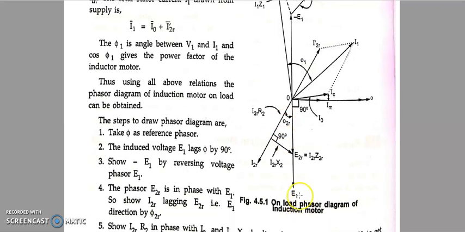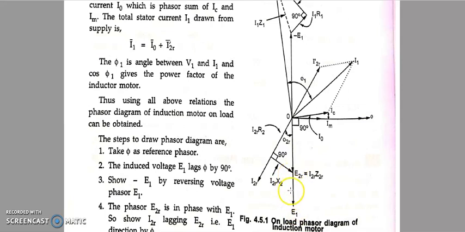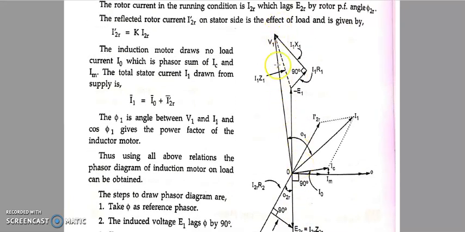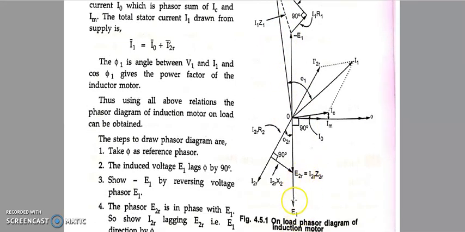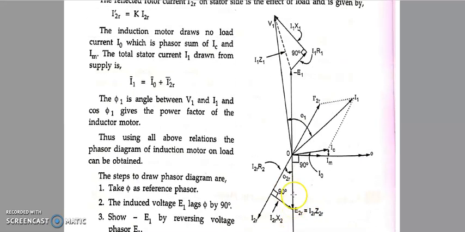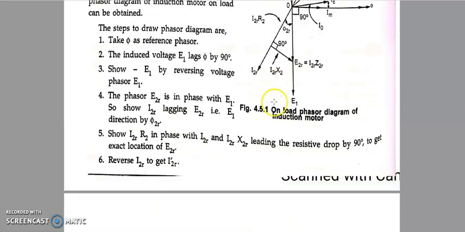One thing you can notice here is that E1 and E2 are lying in the same phase. Yes, E1 and E2 are lying in the same phase, and these two will always oppose your V1. You can see V1 is at the top, pointing upwards, but E1 and E2 are pointing downwards. Both of them will always oppose your V1, and E1 and E2 will always be in phase.